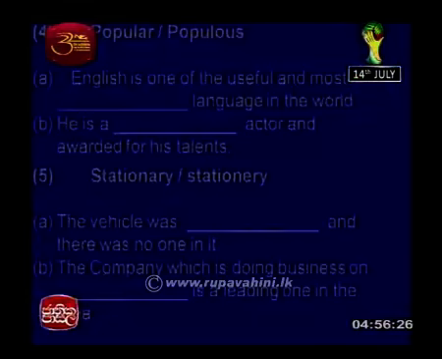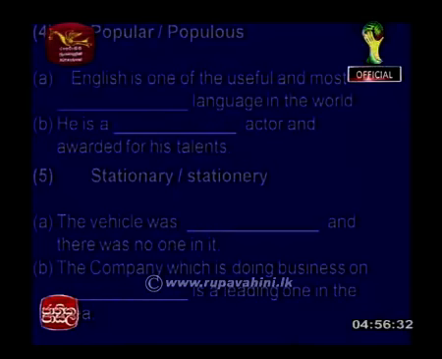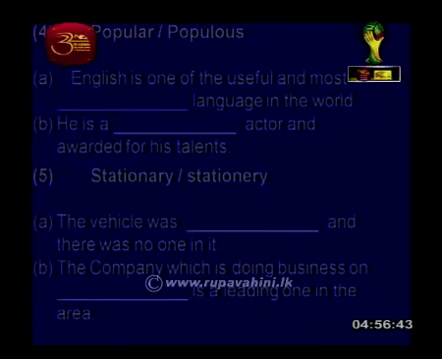He is a popular actor and awarded for his talents. The second one is very sure. And the first one is a doubt for us. Right? English is one of the useful and most populous languages. That means widely used, widely inhabited language all over the world. So automatically, if one word is known, if one word is familiarized, you get the second one automatically correct. Right? But even for the exam, you can't have tick-tock answers. Right?